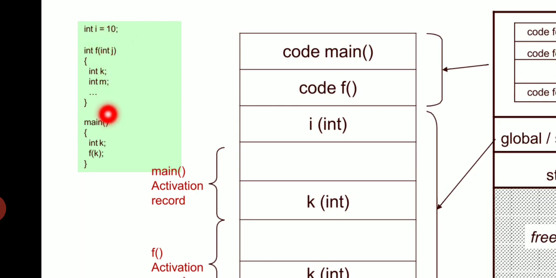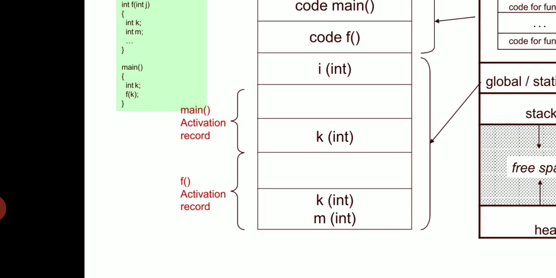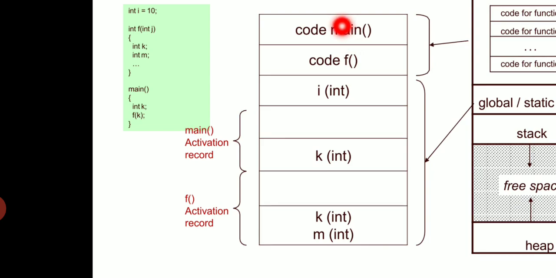That is a global variable. It is globally available to both main as well as function f. So this is a runtime stack. The runtime stack shows that this is a code area for the main and function f. Then the global or static area, so global variable I will be stored here. Then the stack, procedure activations for the procedures main as well as the function f, is stored here.